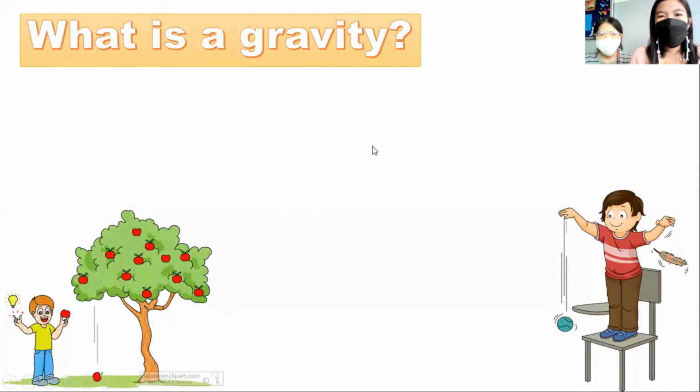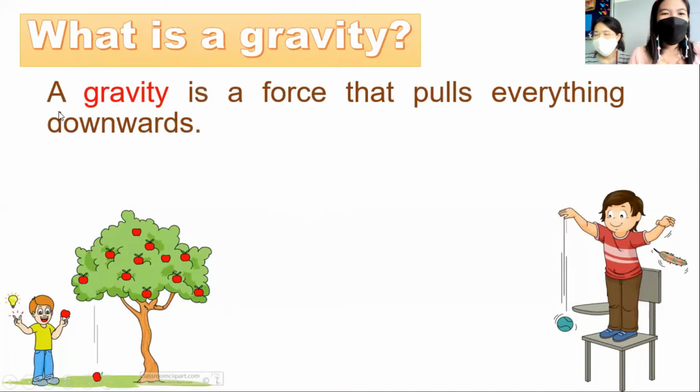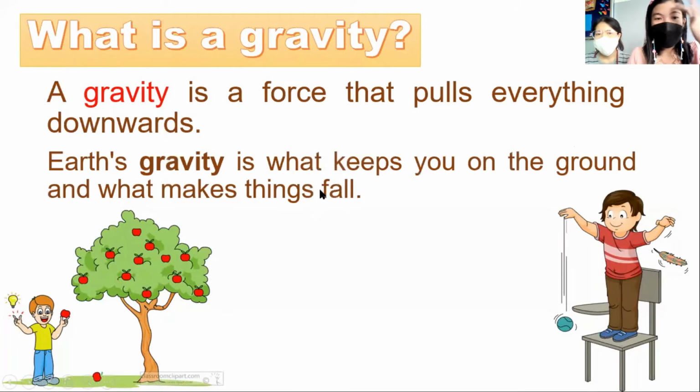What is a gravity? Okay, so a gravity, it is a type of force. This type of force pulls everything downward. So an example of this one is the Earth's gravity. It is what keeps you on the ground and what makes things fall.